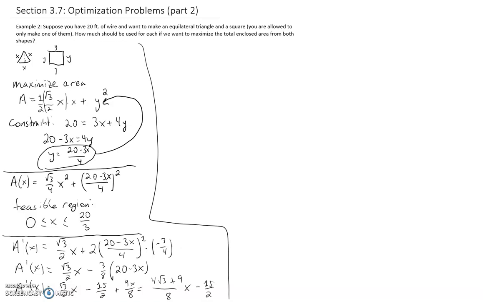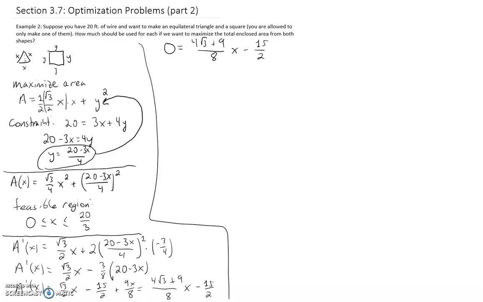Okay, now that we have our derivative, we'd like to find our critical values. So where is our derivative not defined? Well, it's defined for all values of x. Now we set this equal to 0. So we're going to look at 0 equal to 4 times the square root of 3 plus 9 divided by 8 times x minus 15 divided by 2.